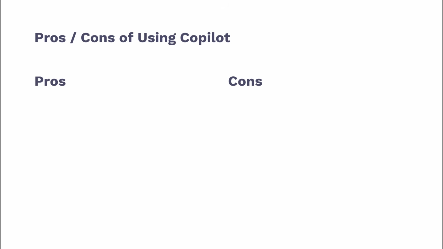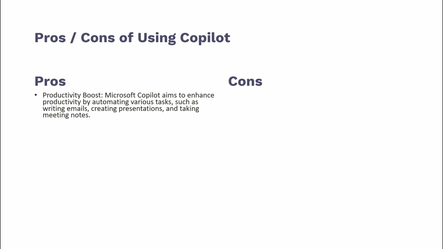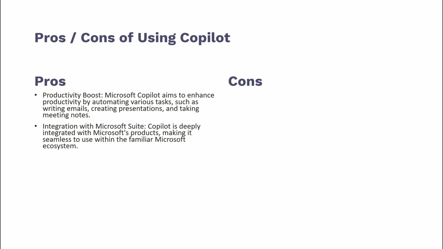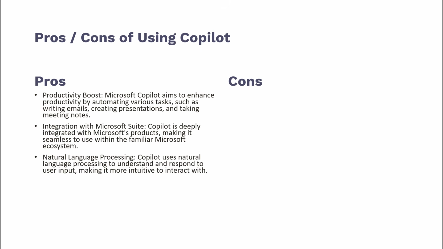Another thing is a couple of the pros and cons of using Copilot. So we're going to start off with the pros. Productivity boost, right? It aims to enhance productivity by automating various tasks such as writing emails or creating presentations or even taking meeting notes, which is great. We can also integrate it with Microsoft Suite, which is what we're doing today. We also have to understand that it's a natural language process, which means we're able to just put in inputs naturally, and then we get results.